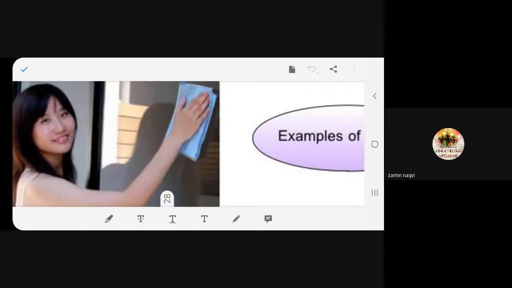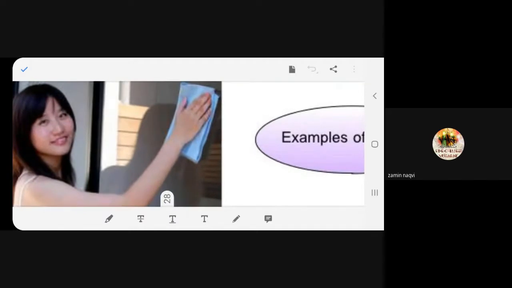Next, see, you're rubbing the glass. This is also friction.